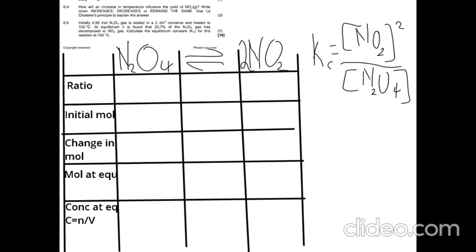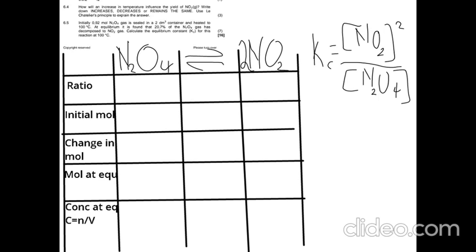Today we're going to look at Kc calculations. In this example, we are given that 0.92 moles of dinitrogen tetroxide gas is sealed in a 2 decimeter cube container and heated to 100 degrees Celsius. At equilibrium, it is found that 20.7% of the dinitrogen tetroxide gas has decomposed to nitrogen dioxide gas. Calculate the equilibrium constant Kc for this reaction at 100 degrees Celsius.